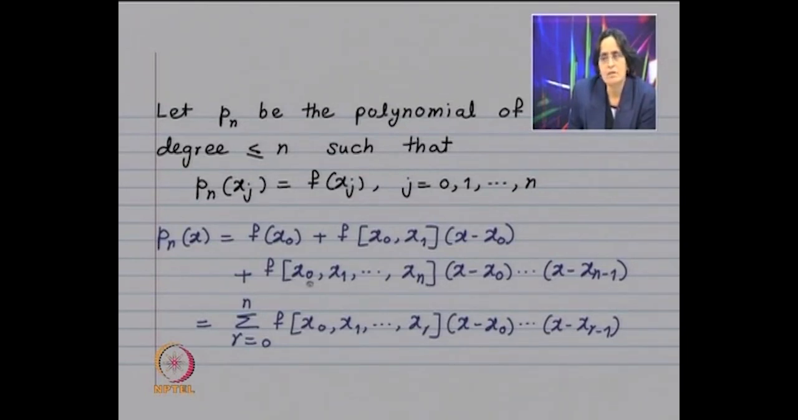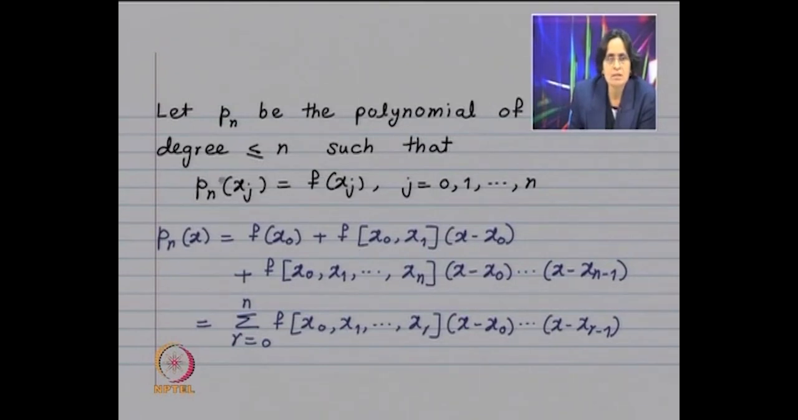When you are taking the divided difference up to x_n, then you are multiplying by (x - x_0) up to (x - x_{n-1}). This is the Newton form of the interpolating polynomial p_n. We can write it in compact form as the summation, r goes from 0 to n, of the divided difference based on x_0, x_1, ..., x_r multiplied by (x - x_0) up to (x - x_{r-1}). Here you go up to x_r and here you go only up to x_{r-1}. So, this is the interpolating polynomial of our function f.